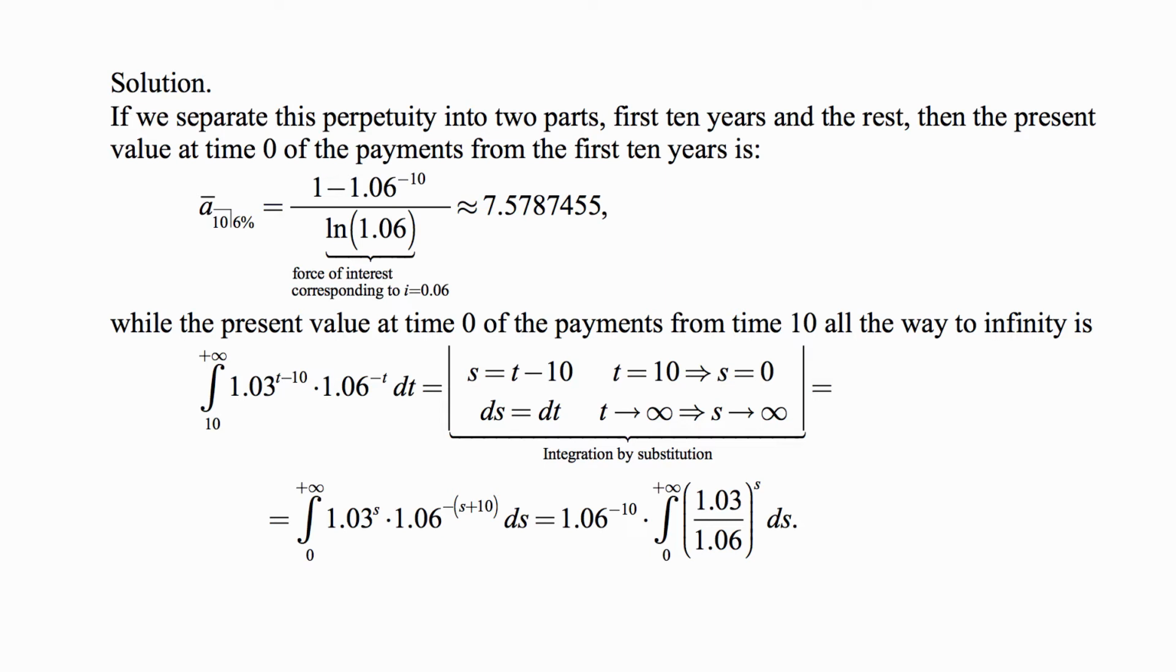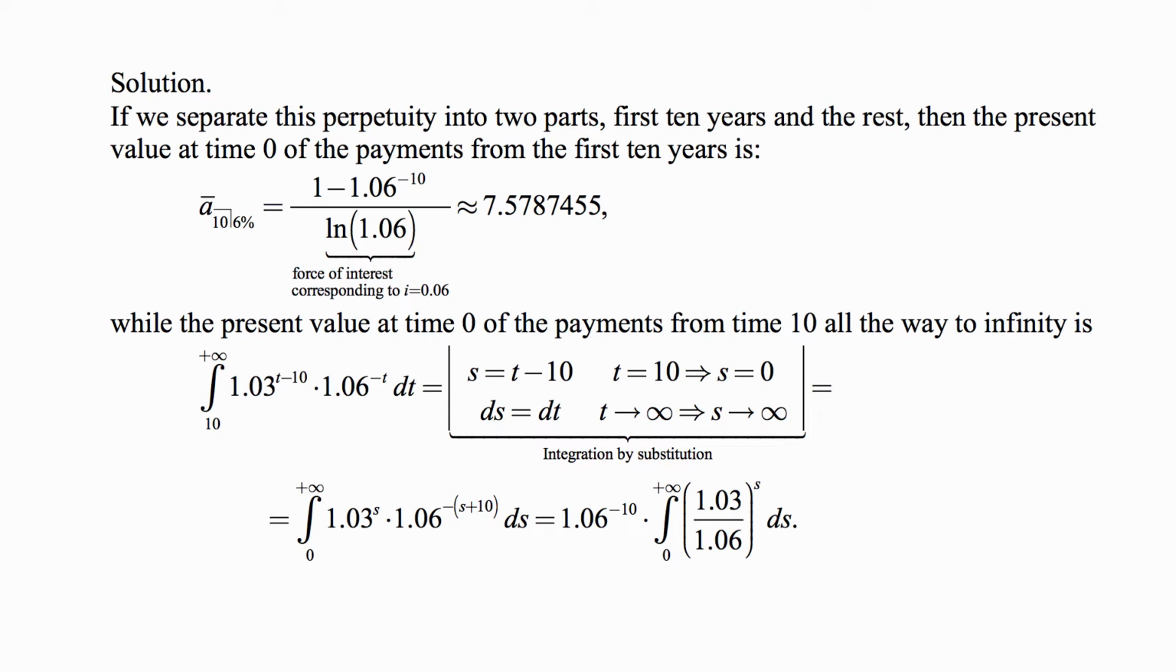We separate this perpetuity into two parts. First 10 years and the rest. And then the present value at time 0 of the payments from the first 10 years, that's just a unit continuous annuity paid over 10 years at the interest rate of 6%, but it's a continuous annuity. So the formula for its present value is 1 minus v to the 10th over delta, where v is the discount rate over 1 year, so it's 1 over 1 plus the interest rate, so it's 1 over 1.06.